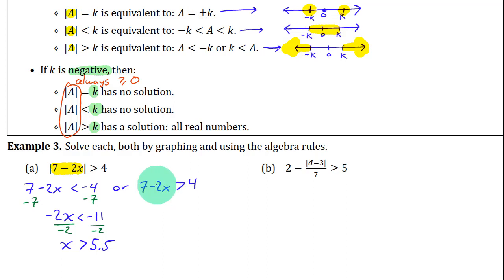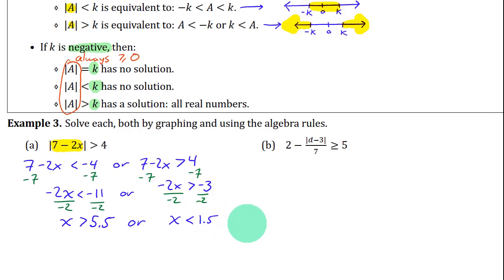How about this one? If you subtract 7 from both sides, you'll get negative 2x is greater than negative 3. Divide everything by negative 2. Dividing by a negative means we got to change the order here. And that will give you x is less than 1.5. So this is saying x is greater than 5.5 or x is less than 1.5.